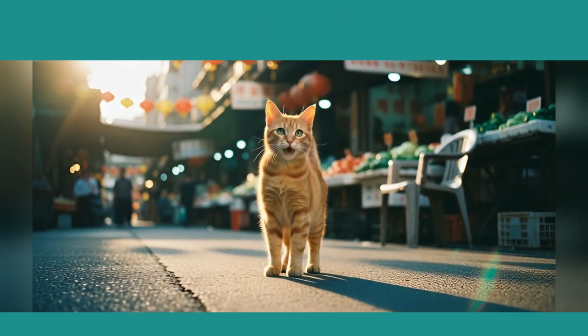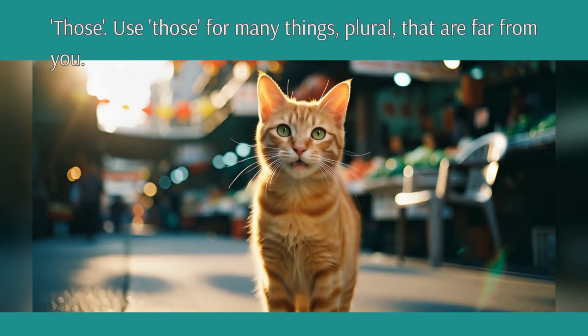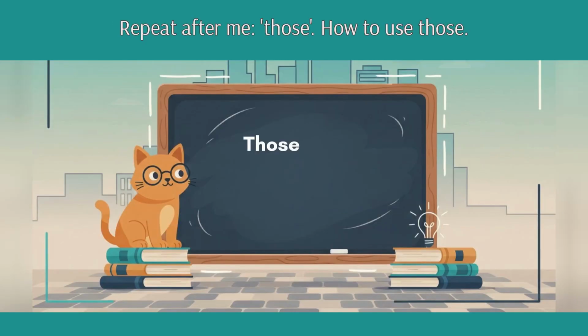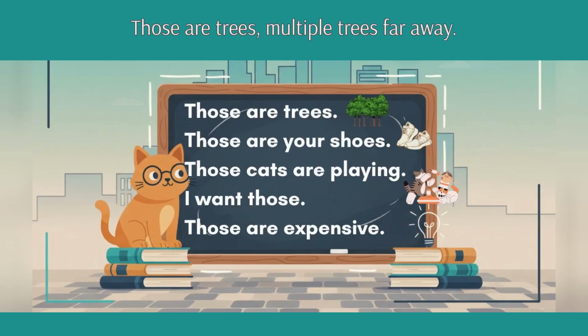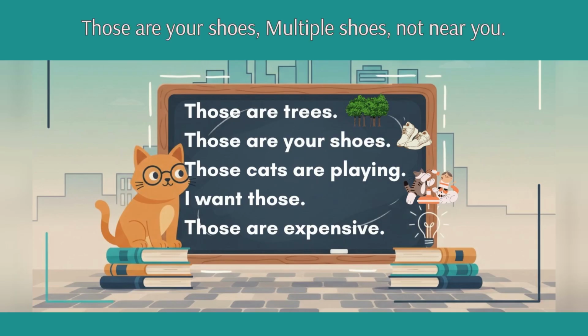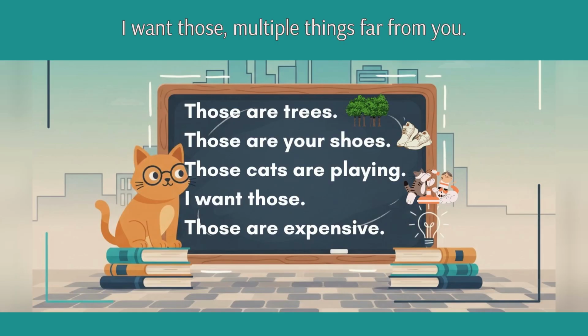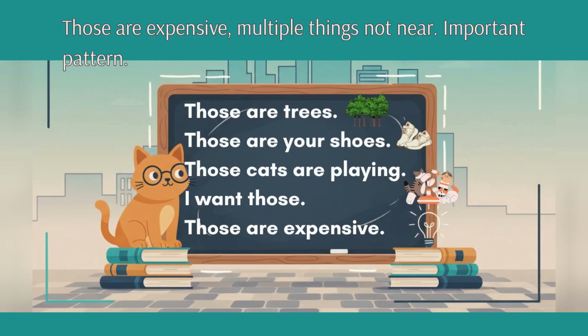Fourth word, those. Use those for many things, plural, that are far from you. Repeat after me, those. How to use those. Those are trees. Multiple trees far away. Those are your shoes. Multiple shoes not near you. Those cats are playing. Multiple cats far away. I want those. Multiple things far from you. Those are expensive.